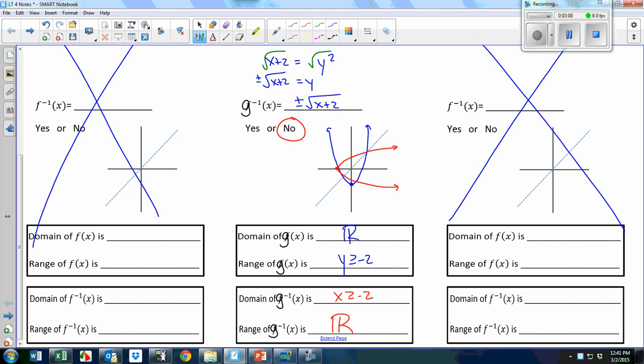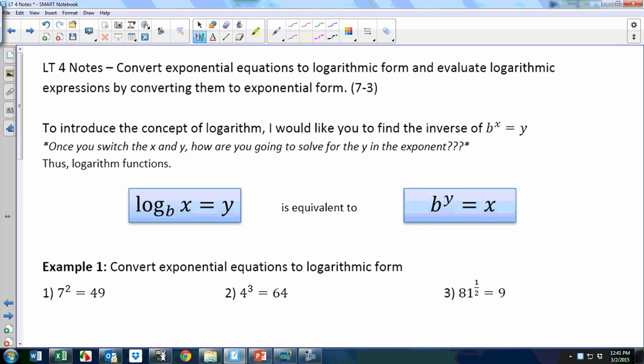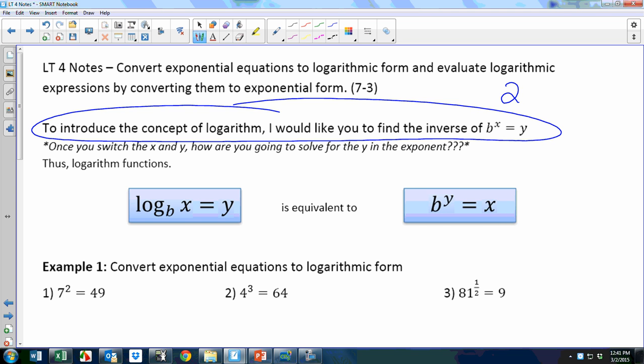Okay, so then now, target 4, I've got a basic, easy question. Well, I say easy. We're going to introduce the concept of logarithm by taking 2 to the x equals y, an example of an exponential. I'm going to ask you to find the inverse. What step do we do first? Switch the x and y. So to find the inverse, 2 to the y equals x.